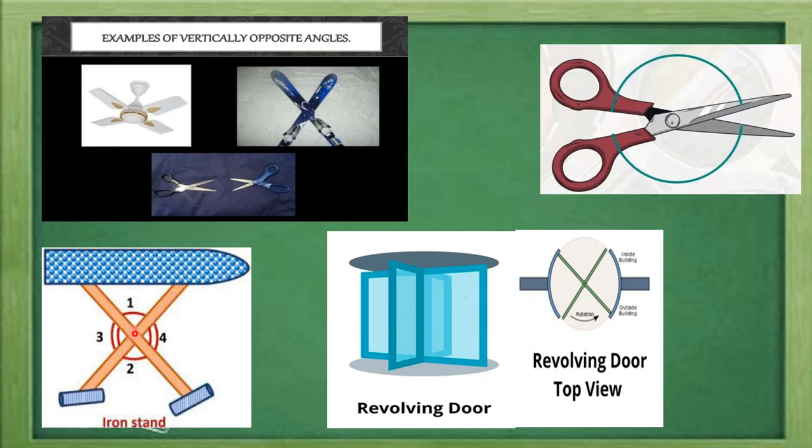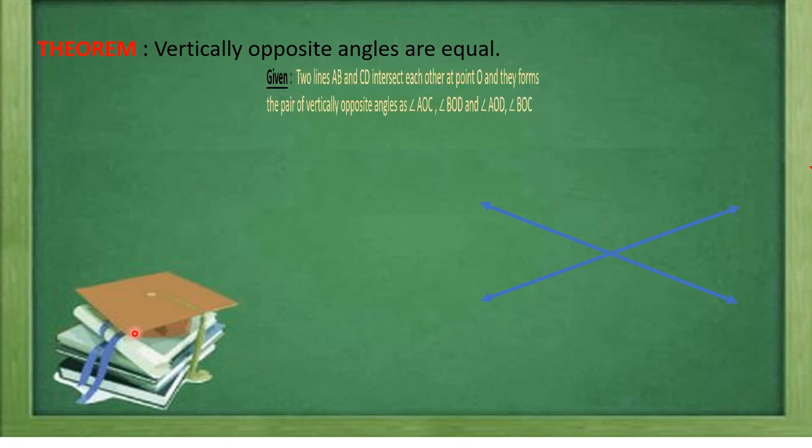So let's understand the property. Vertically opposite angles are equal, as we learned in the previous classes, but in today's session we are going to prove this. So let's prove vertically opposite angles are equal.